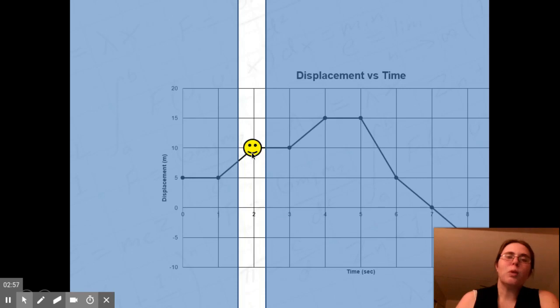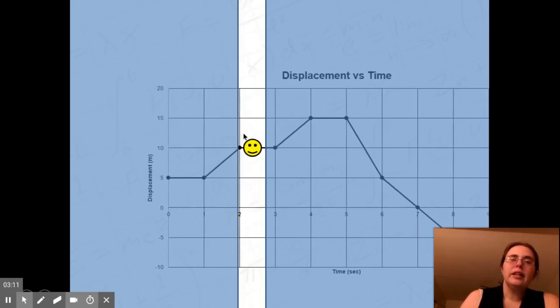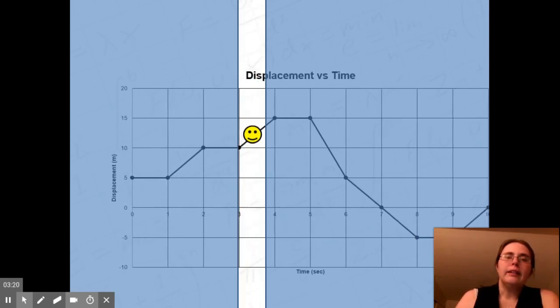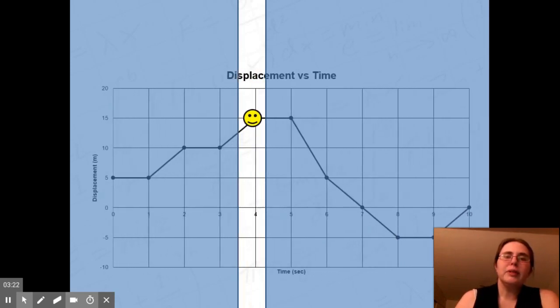Remember, the slope is y2 minus y1 divided by x2 minus x1. So it would be 10 minus 5 divided by 2 minus 1. So it would be 5 meters per second, and that was constant. And then it hangs out again and just sits there for about 1 second, and it stays at the 10 meter mark. And then again, it has another 5 meter per second constant velocity.